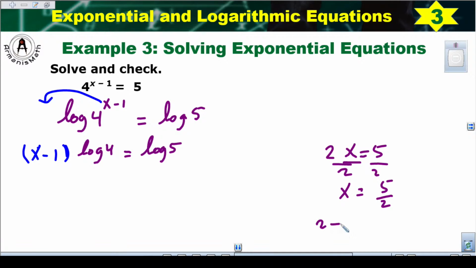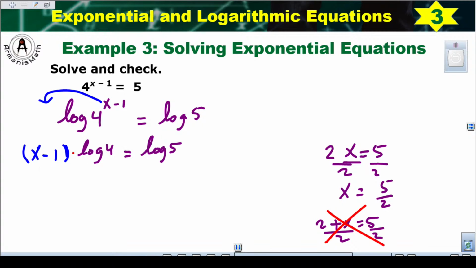If I have 2 plus x equals 5, can I divide by 2 here? Is that possible? Nope, this is not true. You can't, because the 2 is connected to the x. So you can't do this. Since I am multiplying here, I'm able to divide.